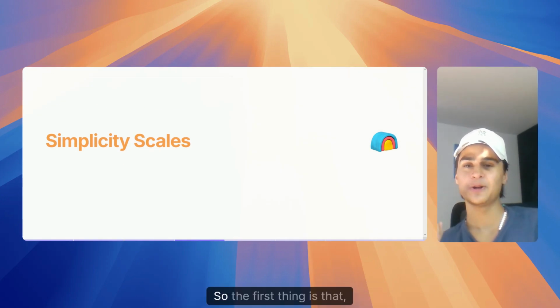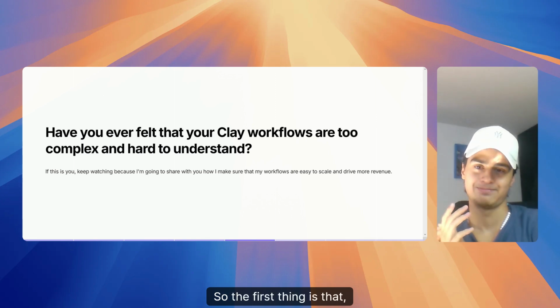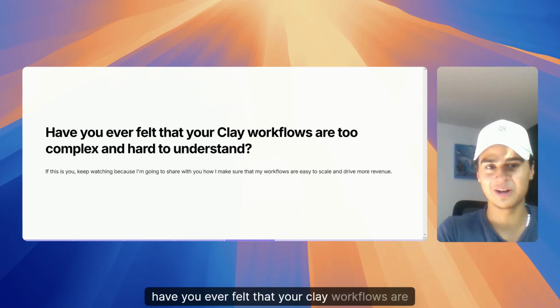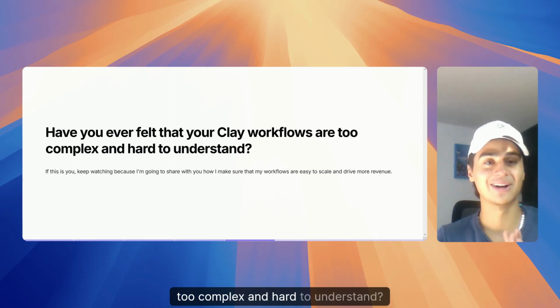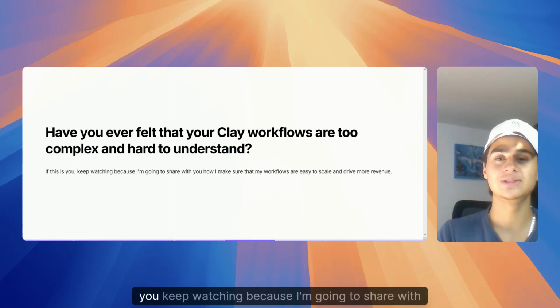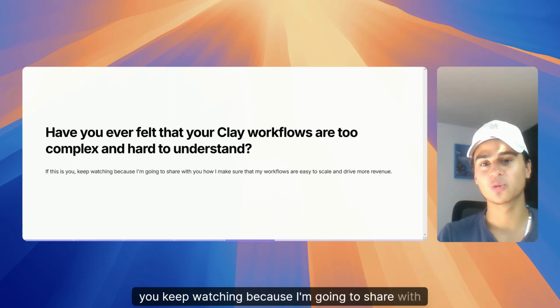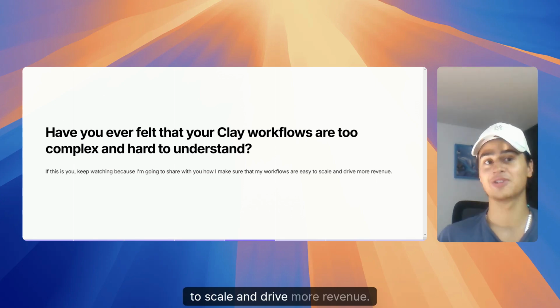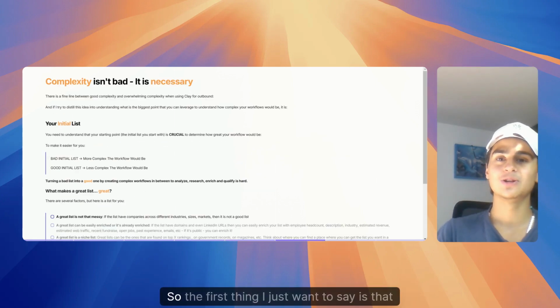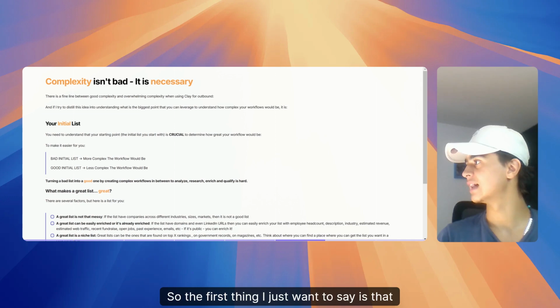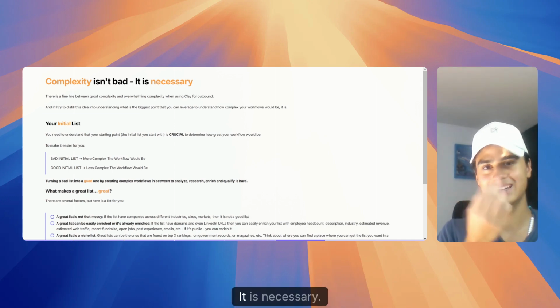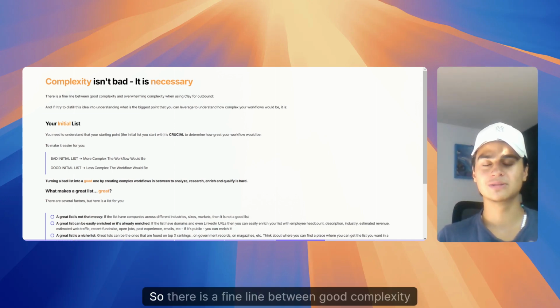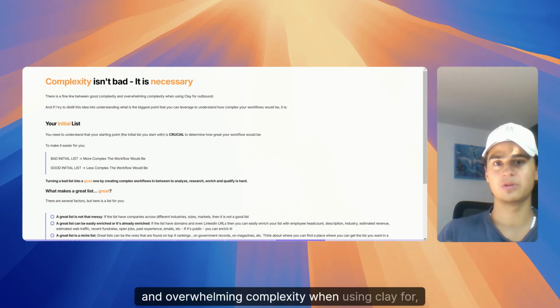I love this. So, the first thing is, have you ever felt that your Clay workflows are too complex and hard to understand? Because if this is you, keep watching because I'm going to share with you how I make sure that your workflows are easy to scale and drive more revenue. Okay? So the first thing I just want to say is that complexity isn't bad. It is necessary.